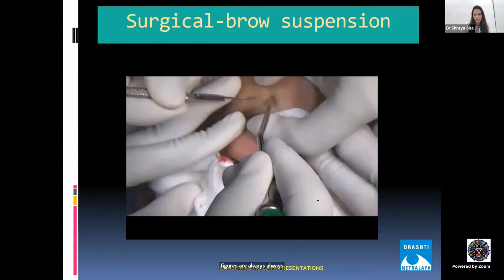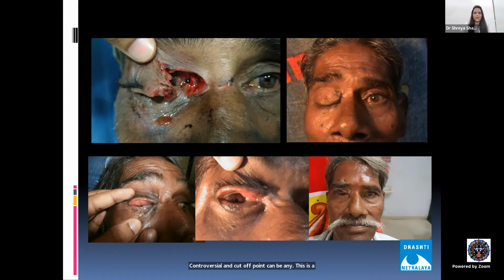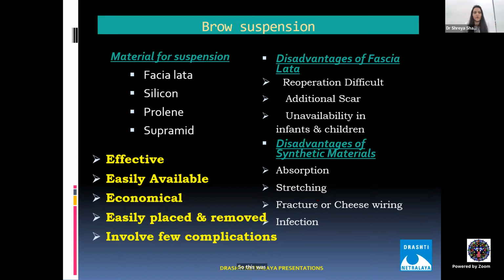This is a brow suspension surgery, but in our hospital, usually for brow suspension, we do a tarsal plate suspension with the brow. And nowadays, people are doing a brow flap, bringing it down and then suturing it to the tarsal plate. That is also a newer technique which can be done along with that. But always try to incorporate the suture to create the lid crease, which should pass through the stump of the LPS muscle, which is just going to the lid area. So this was a dog bite, and it was just done with brow suspension.